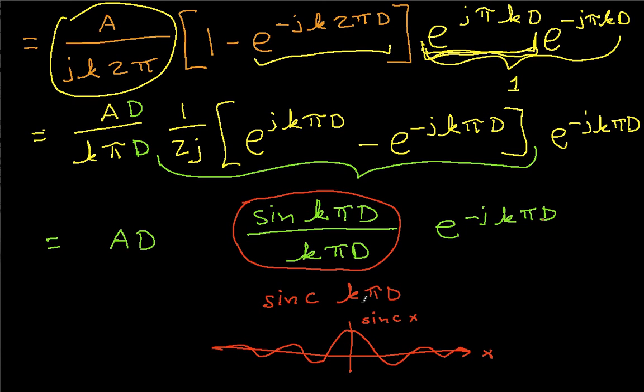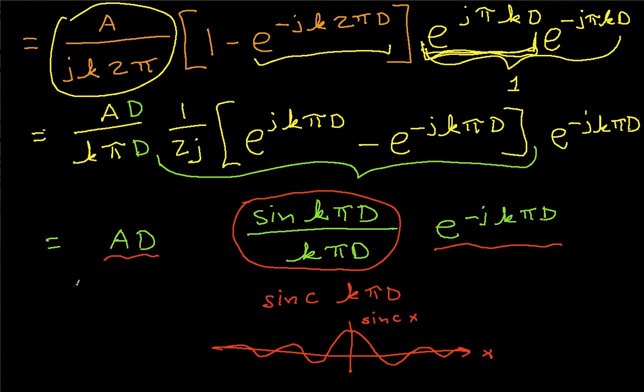So basically what I would do is for each value of k, I would take k times pi times d, plug it in here, and that would give me the particular value that I have here. You can think of this almost as being an envelope of the Fourier series coefficient. This is the magnitude of the Fourier series coefficient, and this guy here, the magnitude is 1, and this just is a phase change for the Fourier series coefficient.